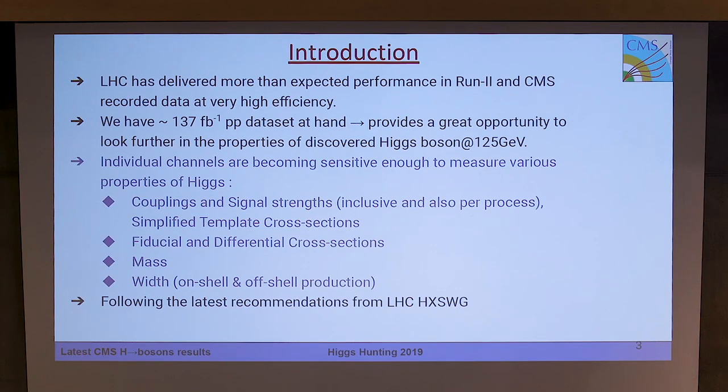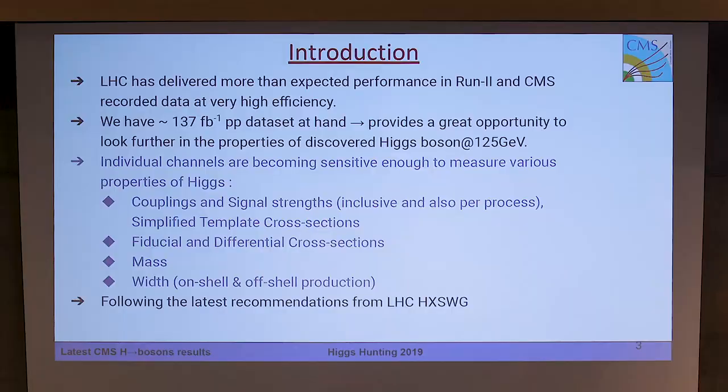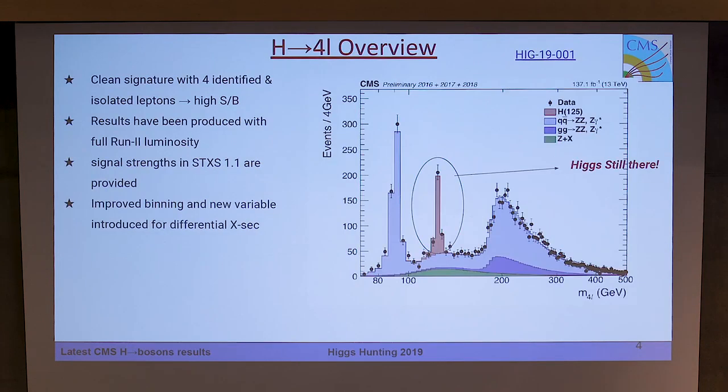With this kind of data set, and even before the full data set, the individual channels are becoming sensitive enough to measure various properties: the couplings, signal strengths, fiducial and differential cross sections, mass and width, starting with the Higgs to 4 leptons. This is the analysis updated with the full Run 2 luminosity. This channel has a clean signature with 4 identified and isolated leptons, which has a high signal to background ratio.